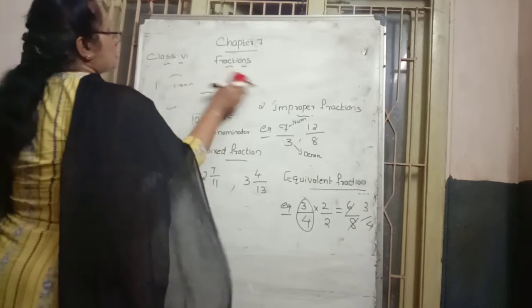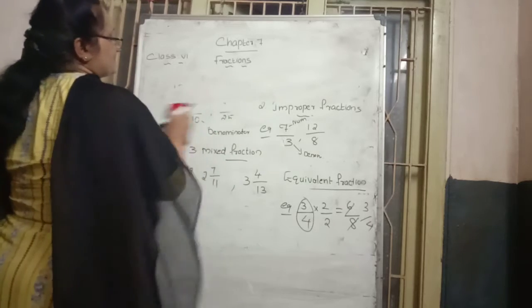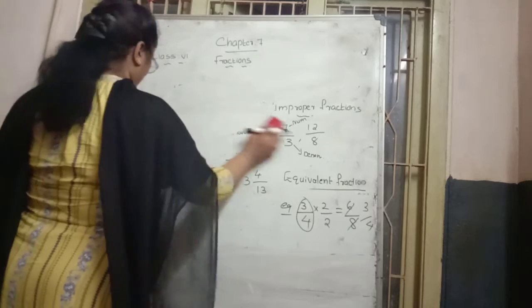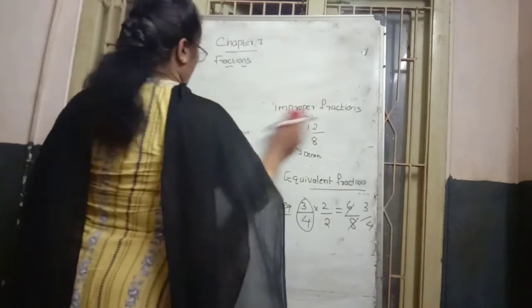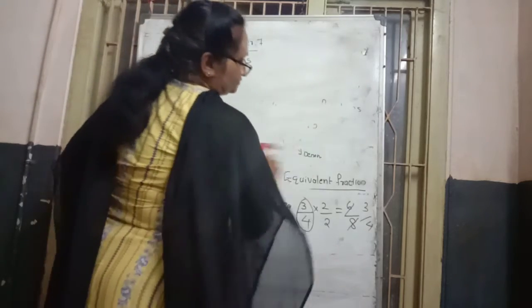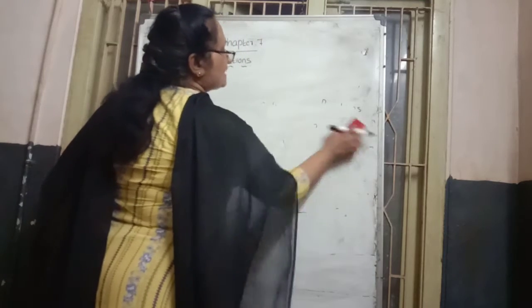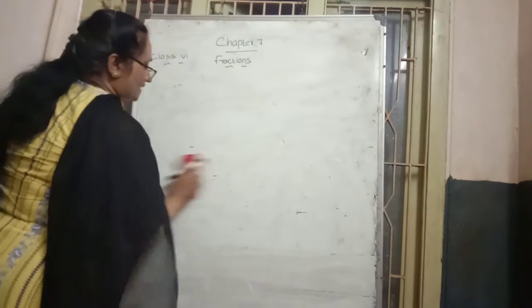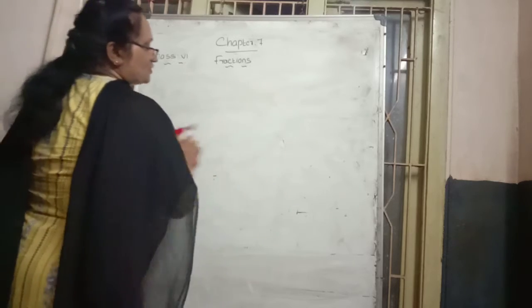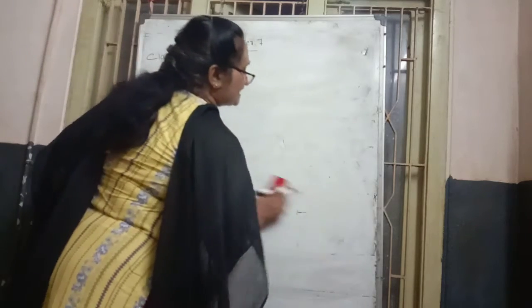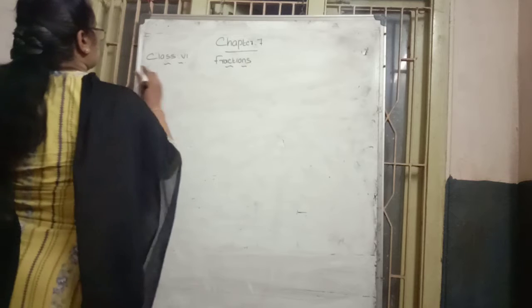Then next we go through our Exercise 7.2 questions. In that exercise, the first question asks about drawing the number line. With the help of that number line, some numbers are given, and we mark those numbers.